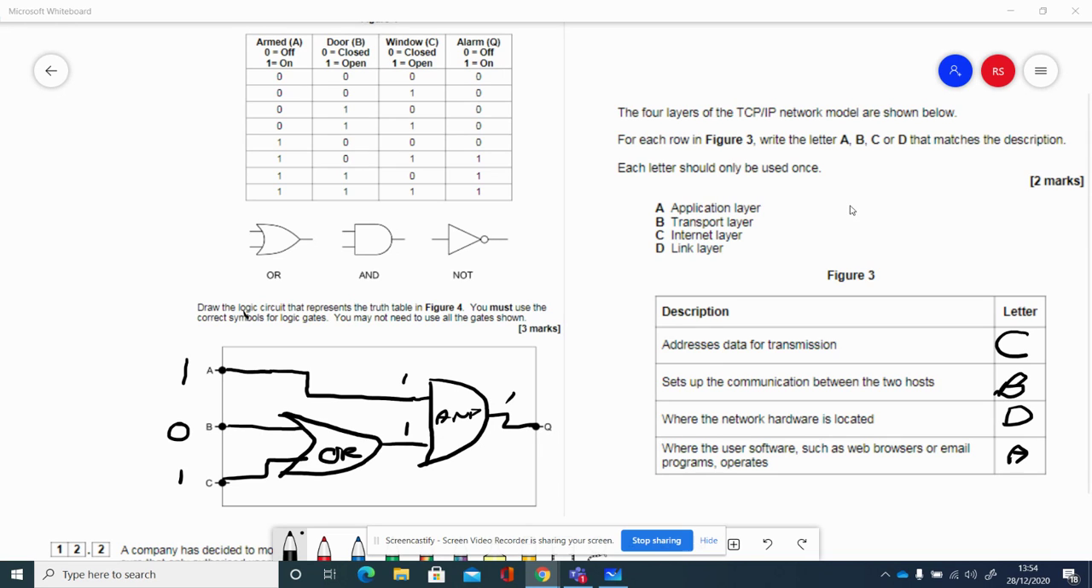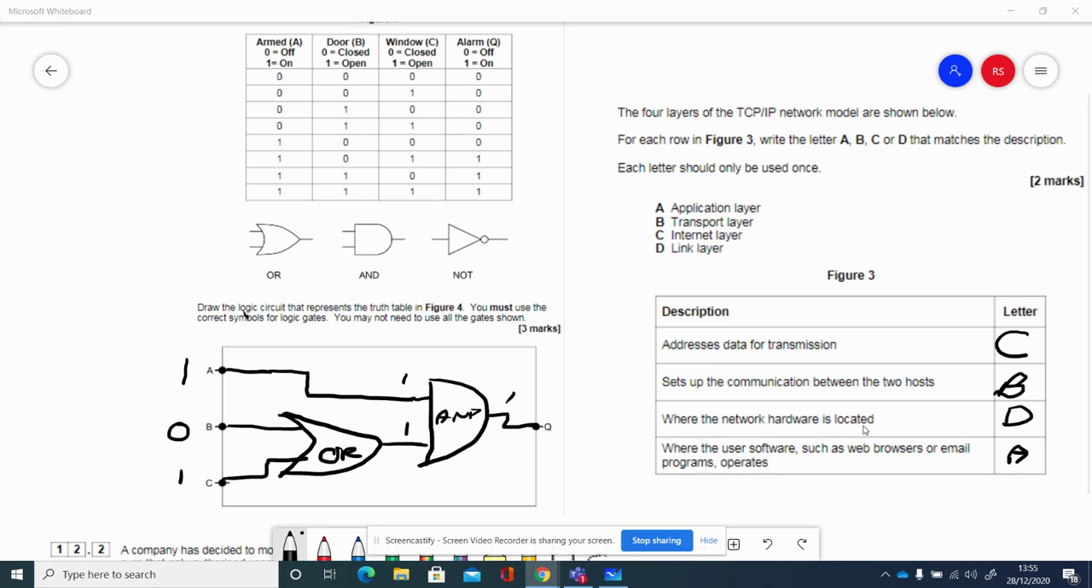The next one is about TCP/IP layers, and I've just put the answers in here. So addresses data for transmission, that's the internet layer, so it's IP, internet protocol at that layer, and it's addressing data for transmission. It's actually involved in routing. Sets up the communications, the transport layer, that's the TCP bit of TCP/IP. So that's setting up the transport communication and guaranteeing the delivery.